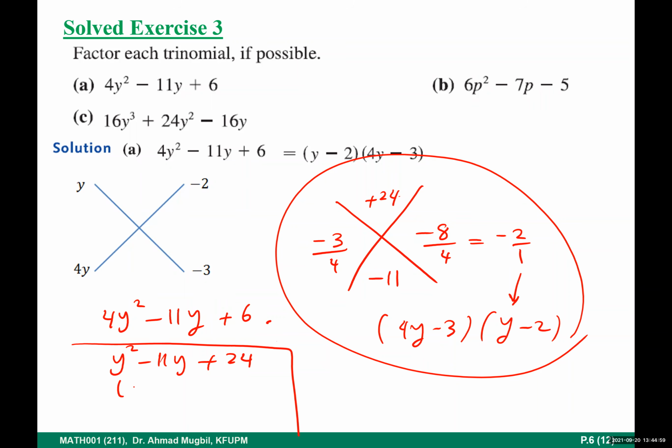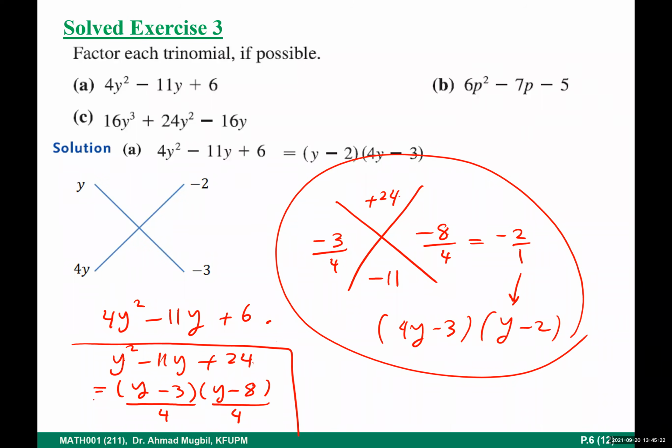Now you will write it here as y minus 3 times y minus 8, as we did here. Look, two numbers, the product of them is 24 and the sum of them is negative 11. Now, this equals this, by the way. This is equal to this. But now, what will we do? We will divide by what?